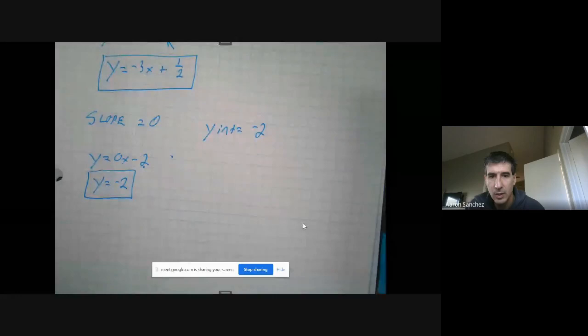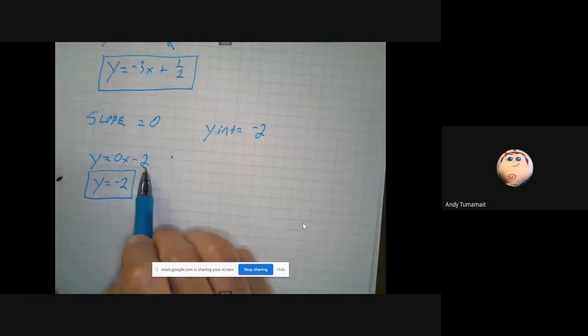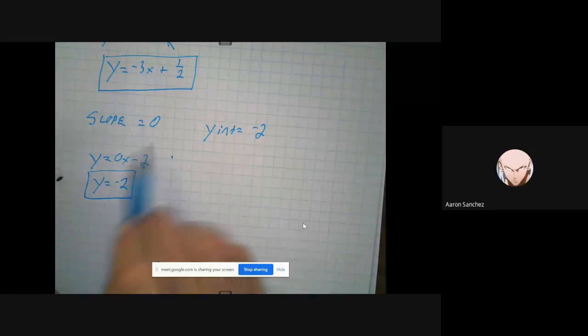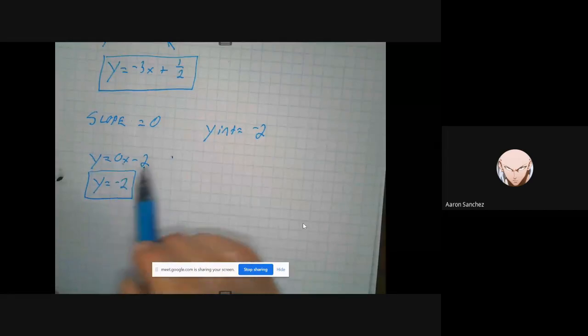Okay, so remember the slope is 0, so we say y equals 0x, and the y-intercept is -2. Remember the y-intercept goes at the end, the slope goes in front of the x, and 0 isn't anything. 0x is just nothing.